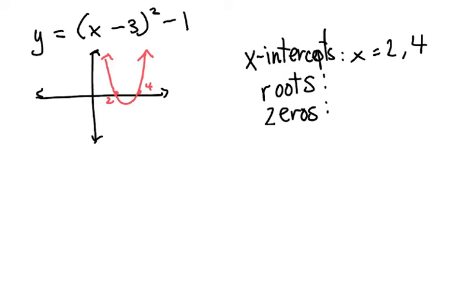So 2 other terms that are the same as x-intercepts are called roots and zeros. So if the question was asked, what are the roots of the function, then you would say x equals 2 and 4. Same thing with zeros. x is equal to 2 and 4. The zeros is called that way because if you look at the function back over here, when x is equal to 2 and when x is equal to 4, the y value is equal to 0. So that's why we call that the zeros.